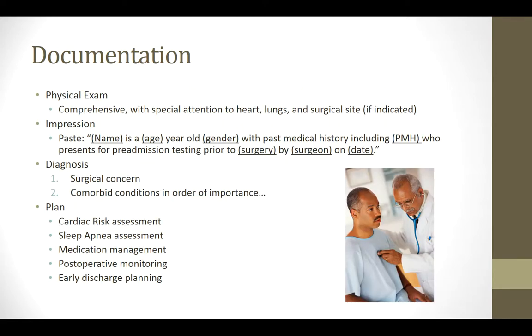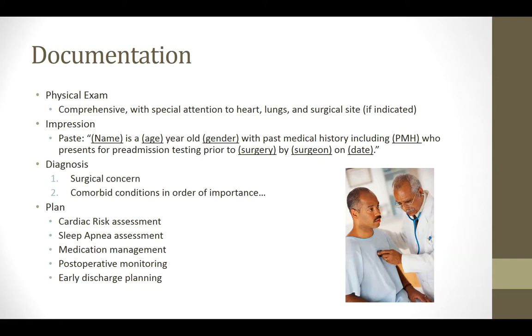When you document your physical exam, you want to just do the whole shebang. You want to pay special attention to the heart, the lungs, and the surgical site. And then your impression is going to repeat that same sentence from your HPI, which gives a summary of why the patient was here and what they're going to have done. The diagnosis is going to include the surgical concern as number 1, and then you're going to rank all of the comorbid conditions in the order of importance.